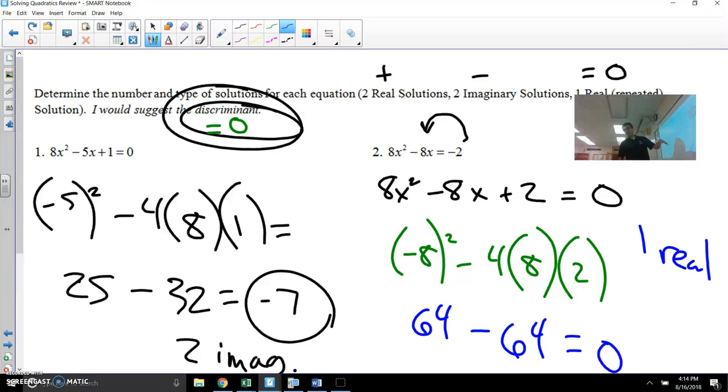Okay, the solution's not 0. We don't know what the solution is. We could solve it using the quadratic formula or something. There's only 1 real solution to this problem.